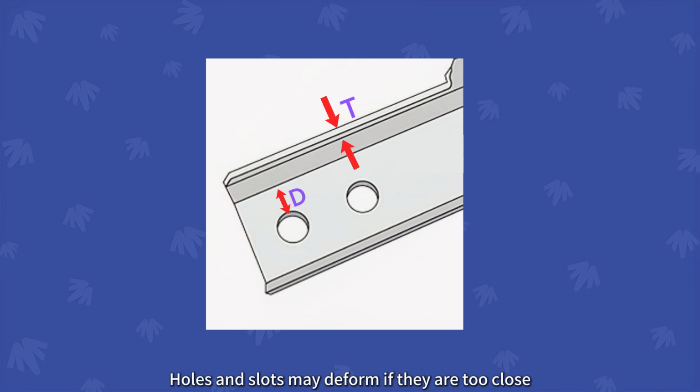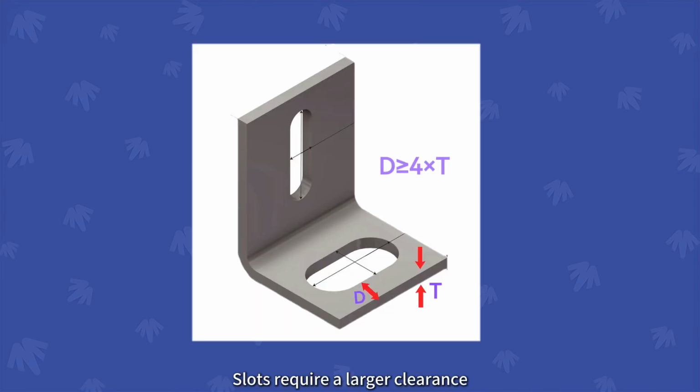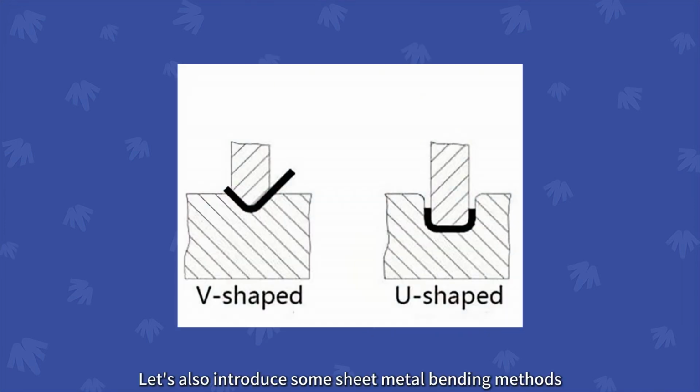Holes and slots may deform if they are too close to the bending area. We recommend a minimum distance of 2.5 times the thickness for holes from the bending edge. Slots require a larger clearance, with a minimum distance of 4 times the thickness from the bending edge. Let's also introduce common sheet metal bending methods.